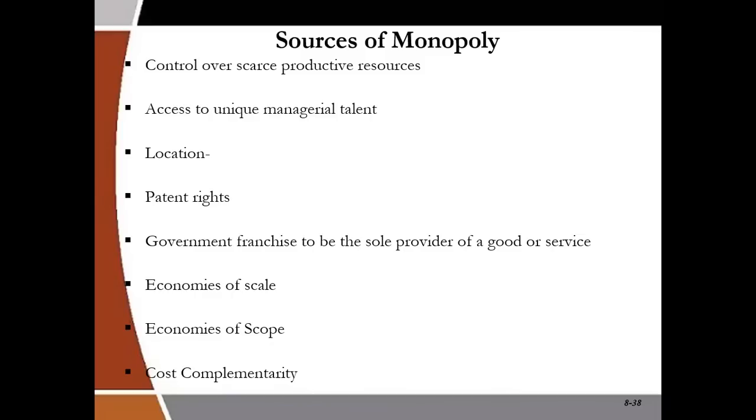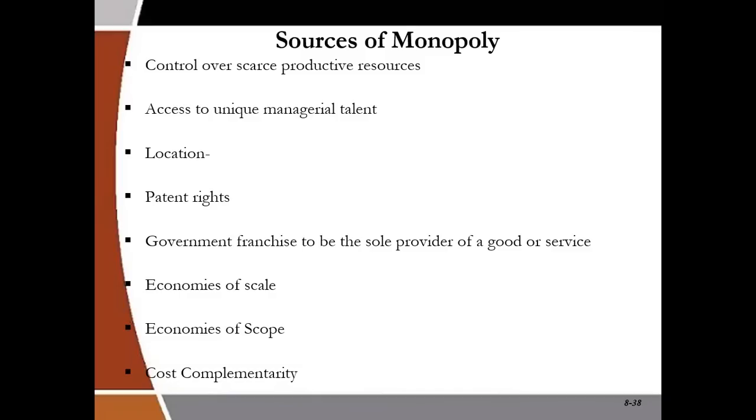The next one is economies of scale. Of course, if a firm is able to gain advantages, or is able to lower its average cost as a result of producing on a large scale, that means that it will be very difficult for startup firms to enter that industry, and it will make the firm get monopoly power.